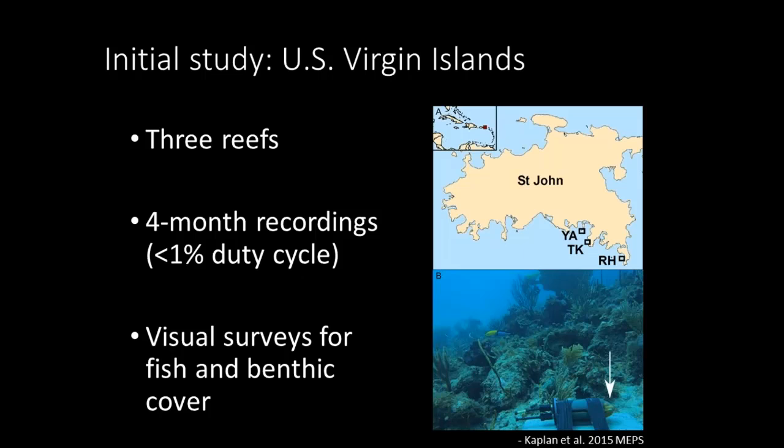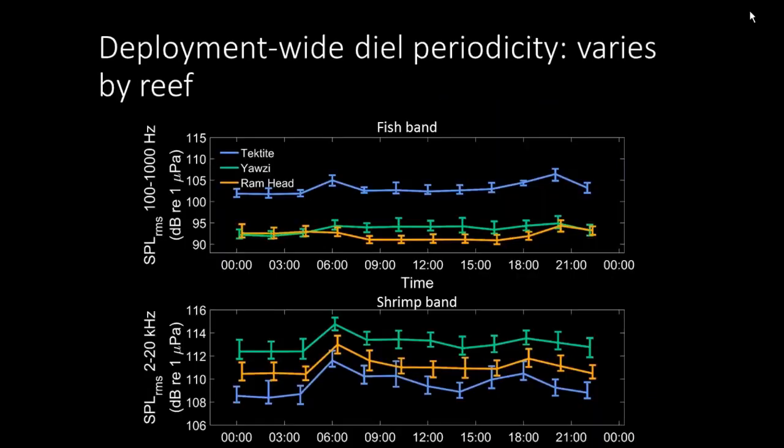I want to share with you first some of the results of a study that I conducted, a pilot project in the U.S. Virgin Islands National Park. We instrumented 3 reefs for about a 4-month period with acoustic recording devices. I'm showing you this one here. This is a device we developed at Hui. The 3 reefs here on the south side of St. John in the National Park varied in coral cover and fish density. And the point there was to get a gradient of reefs and look at how the soundscapes might vary among them. We collected visual survey results.